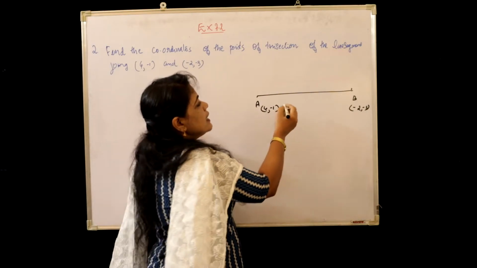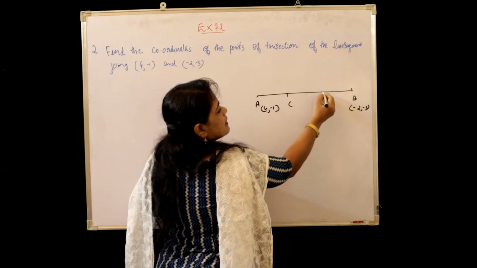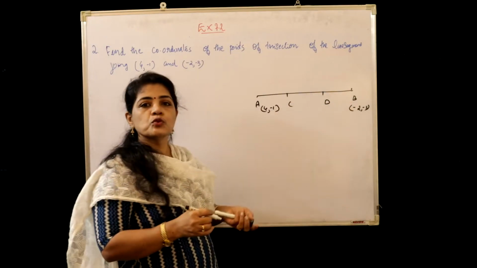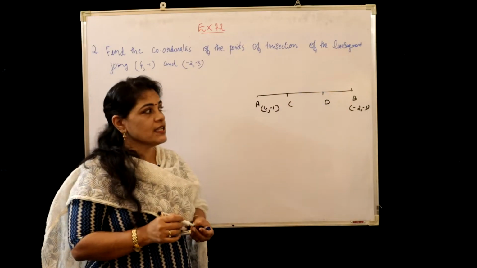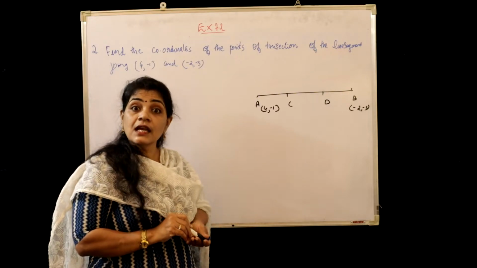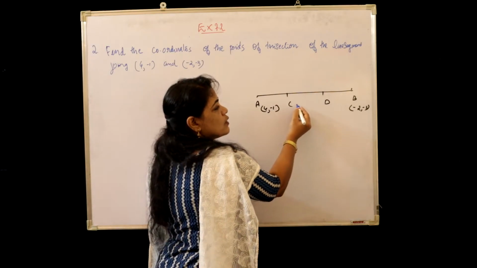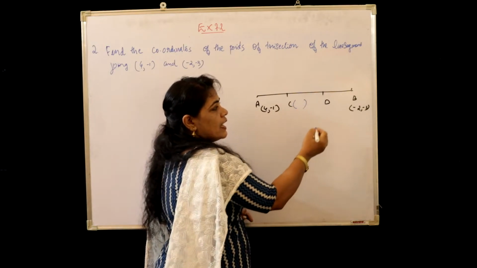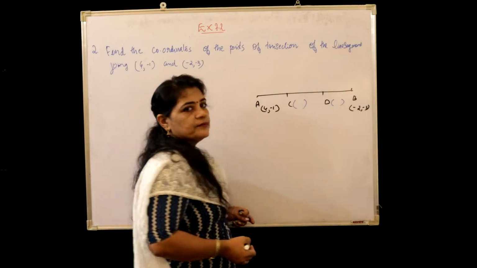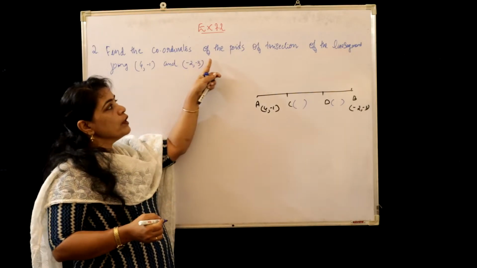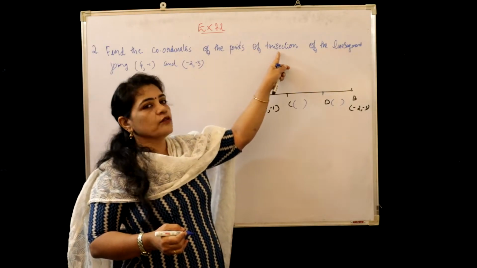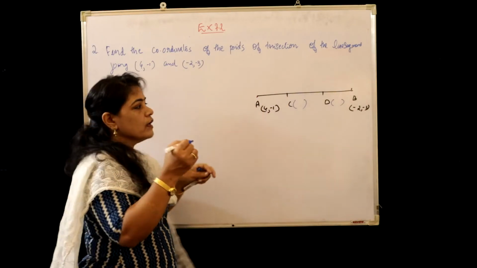Let these be C and D. These are the 2 points by which AB is divided into 3 equal parts. So actually what we need are the coordinates of C as well as the coordinates of D. That is what is asked: find the coordinates of the points of trisection. So how can we start?